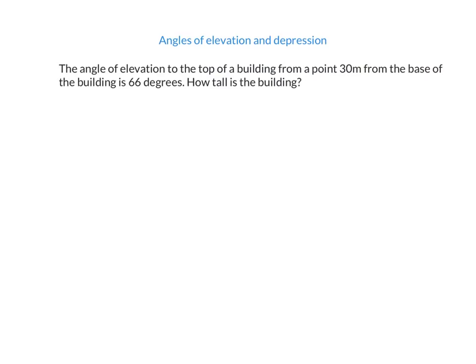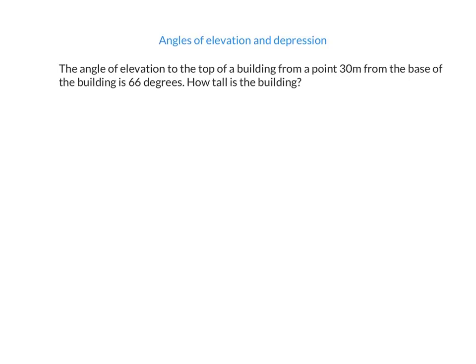So we can use trigonometry to solve problems like this. The angle of elevation to the top of a building from a point 30 meters away is 66 degrees. How tall is the building? So this is a problem in 3 dimensions, but we can use trigonometry to reduce it to a problem in 2 dimensions. So because we're using trigonometry, I need to somehow turn this into a right-angled triangle and find a side or an angle, because that's all we do with trigonometry.